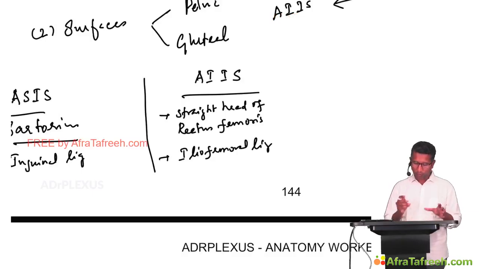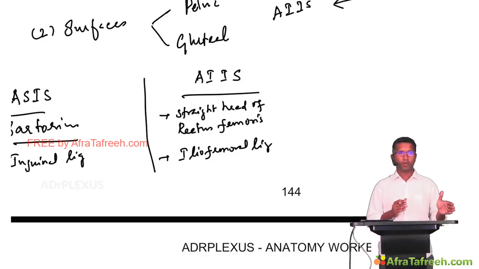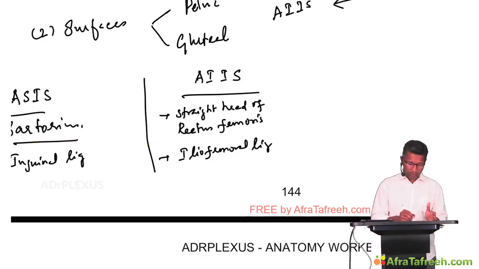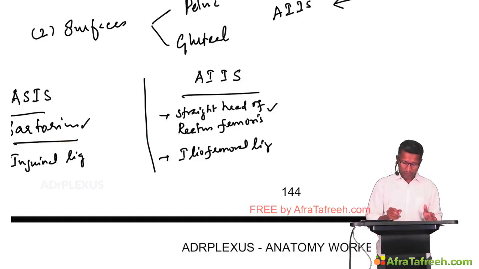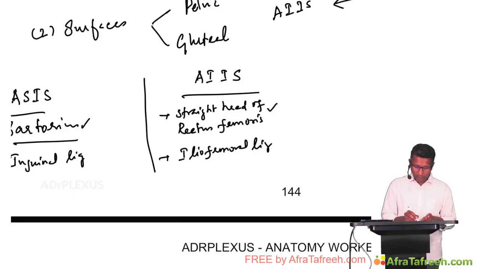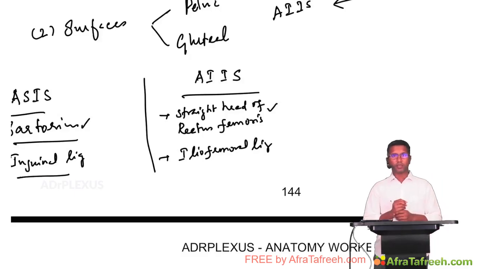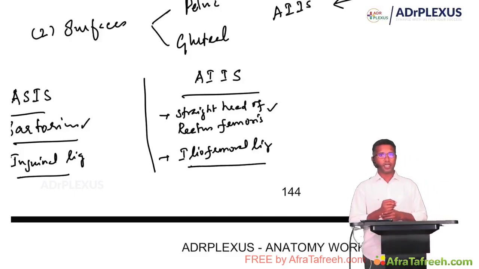Okay, so if you want to compare the anterior superior iliac spine and the anterior inferior iliac spine, you have one muscle attached here, called sartorius, and another muscle attached at the anterior inferior iliac spine, the straight head of rectus femoris. What is the ligament attached to the anterior superior iliac spine? That is the inguinal ligament. And what is the ligament attached to the anterior inferior iliac spine? That is the iliofemoral ligament.